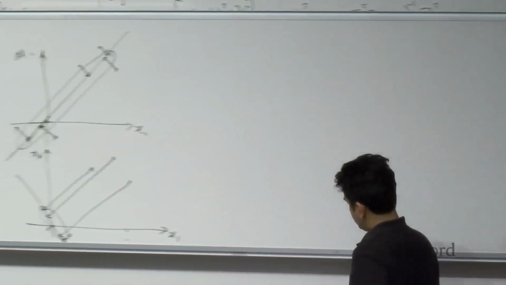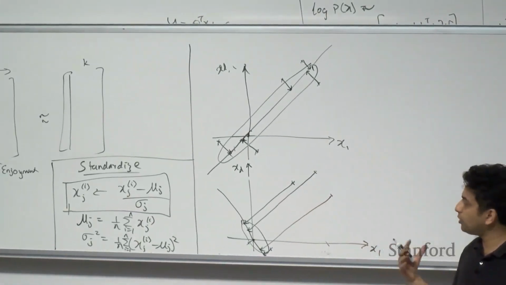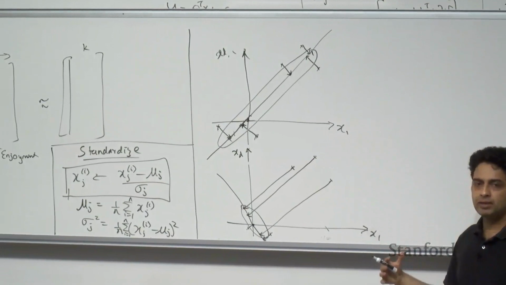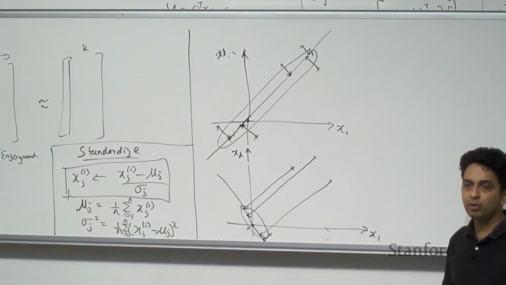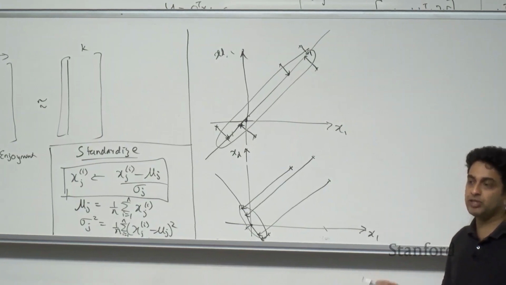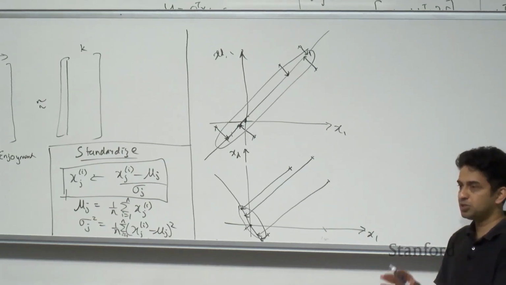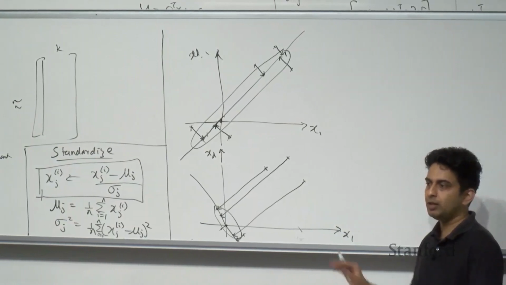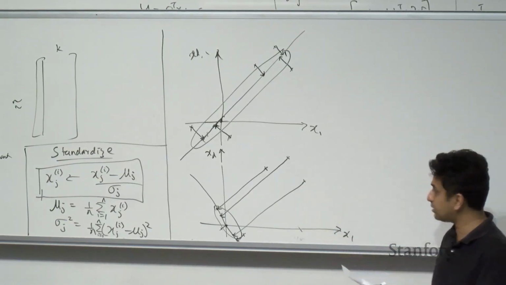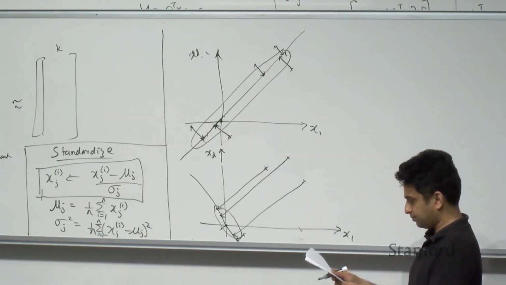So the idea behind doing something like this is that we want to retain as much of the variance in the data as possible, even after projecting it down to a low dimensional space. We don't want to lose the variance. We just want to lose the number of dimensions where the data lives. That's the idea with PCA.